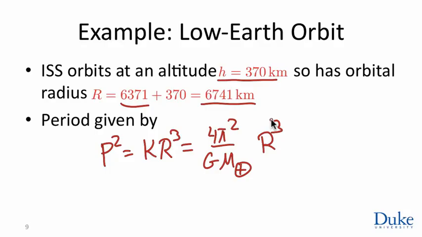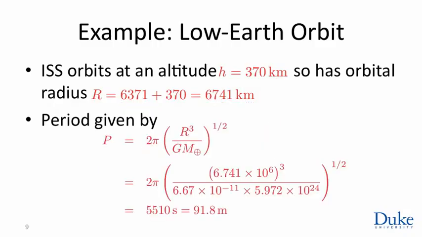Notice that I've neglected the mass of the International Space Station relative to the mass of the Earth, which is a very fair approximation. And when we plug in the numbers, we find that the period is... Taking the square root, we get this expression, extracting the 2 pi, plugging in all the numbers, Newton's constant, the mass of the Earth, and remembering to convert the radius of the Earth to meters to match the units in which we wrote Newton's constant, we find a period of 5,500 seconds, or about 91 minutes.